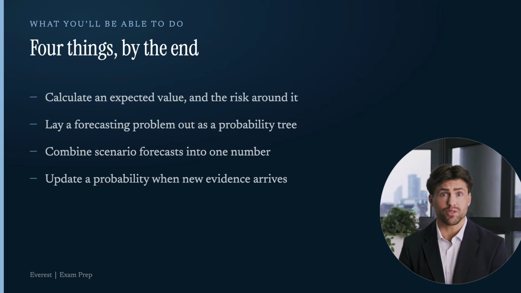By the end, you'll be able to do 4 things: calculate an expected value and measure the risk around it, lay a forecasting problem out as a probability tree, combine scenario forecasts into a single number, and update a probability the moment new evidence lands using Bayes' formula.